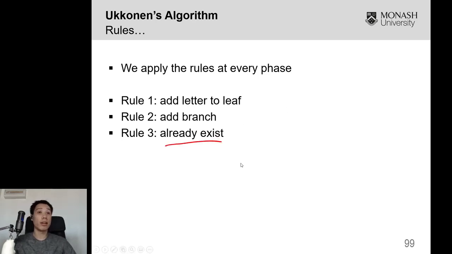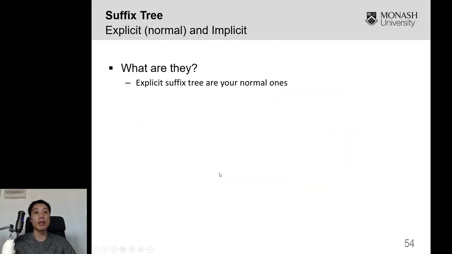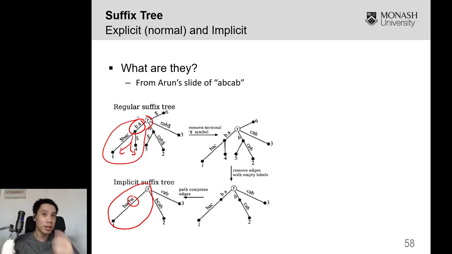What does it mean by it already exists? Rule 3 will only make sense when you're dealing with implicit. Because if you see here, I want you to observe here, and I want you to compare it with here. A, B, C, A, B. A, B, C, A, B. Right? But in A, B, C, A, B, B, A have already exists. B, A, and then you branch. So you have already exist.